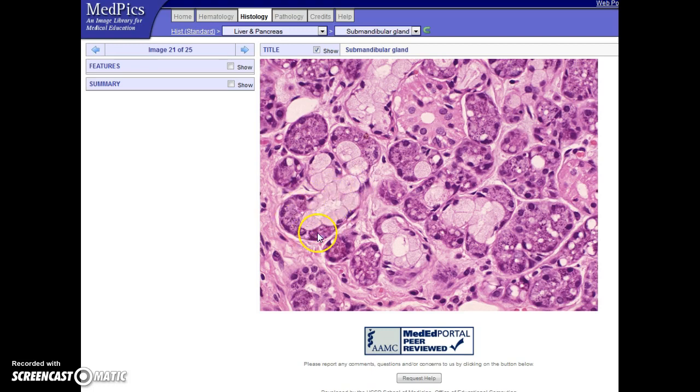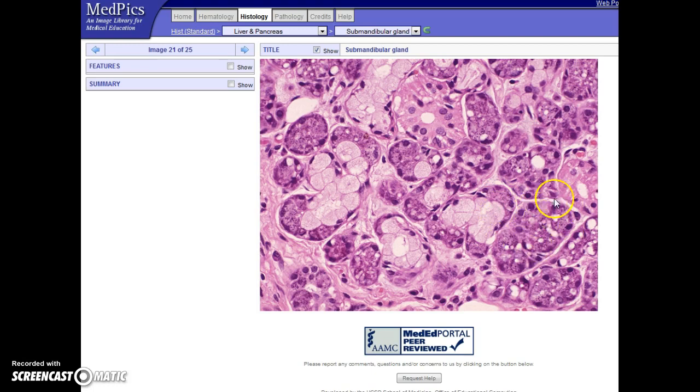And then this dark half-moon structure on top of it is the serous demilune. If this is a mucus acini, this is the serous demilune. So they're always associated, mucus and serous cells together.